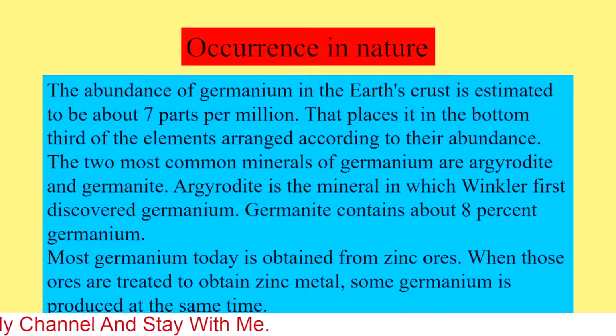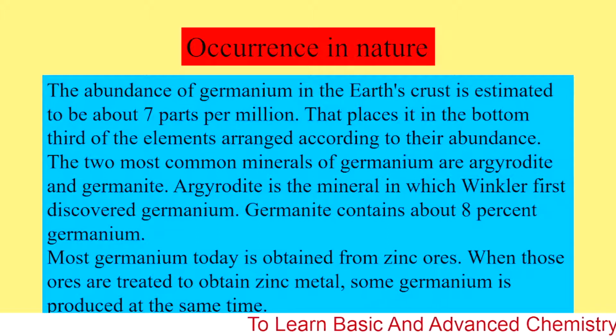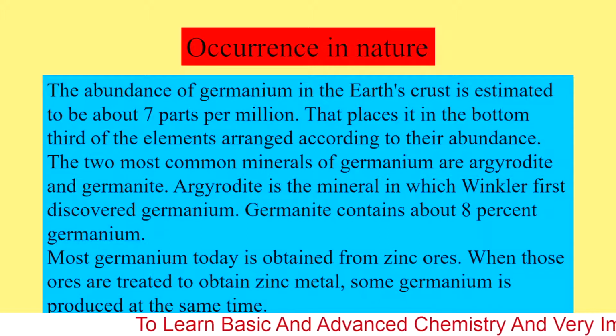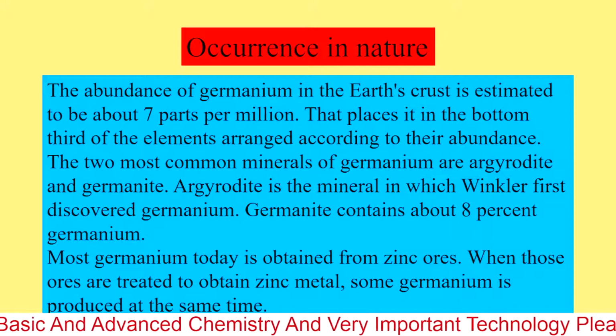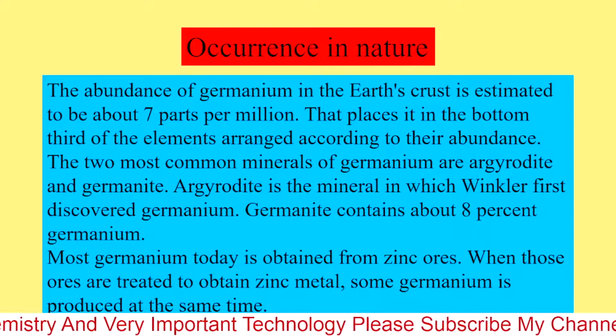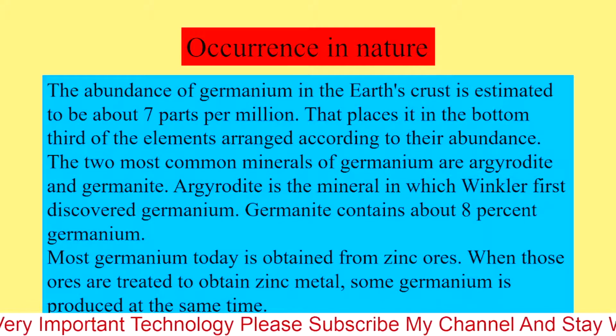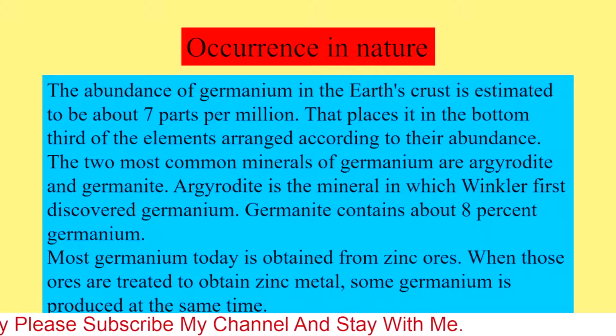That means, based on the availability in nature or the earth crust, if you list all the elements in the periodic table, you will find germanium at the bottom, third from the bottom. If you organize the list from the top, germanium is in the third position from the bottom. So this is not very much available in nature or in the earth crust.